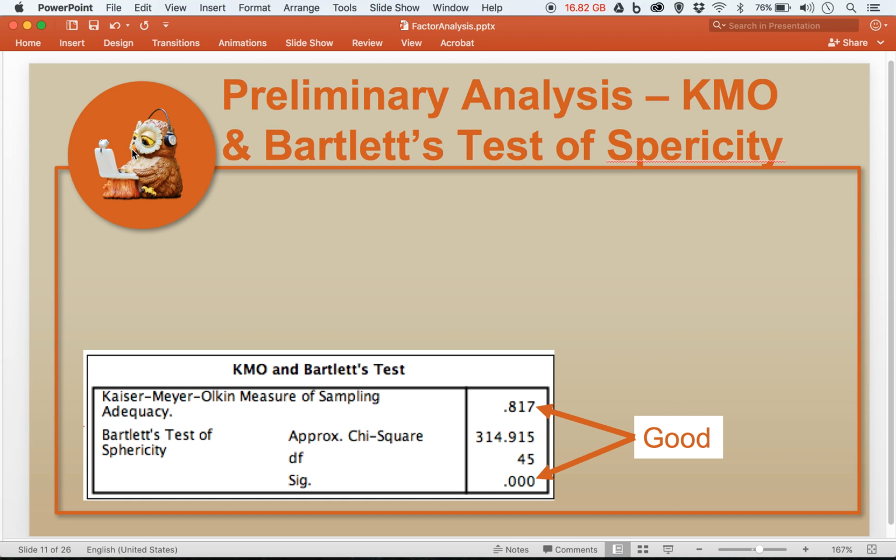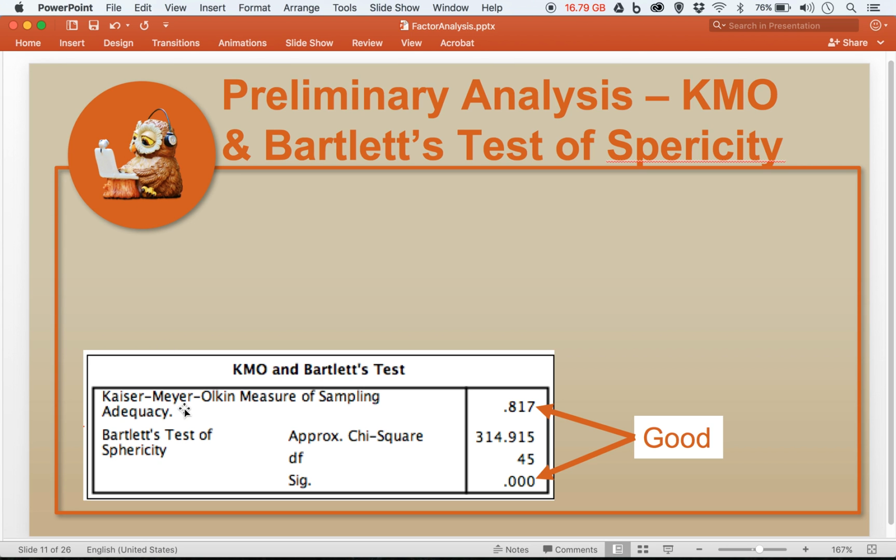Kaiser in 1974 recommended a minimum of 0.5 for the Kaiser-Meyer-Olkin measure of sampling adequacy. Values between 0.5 and 0.7 are mediocre, values between 0.7 and 0.8 are good, values between 0.8 and 0.9 are great, and values above 0.9 are superb. So a value of 0.817 is great, and it's well above the acceptable level we need for our sample.